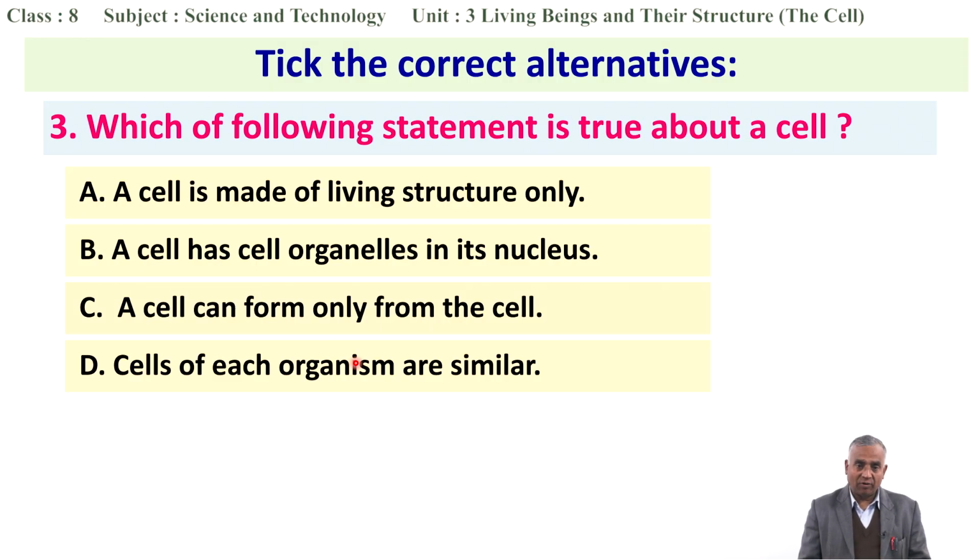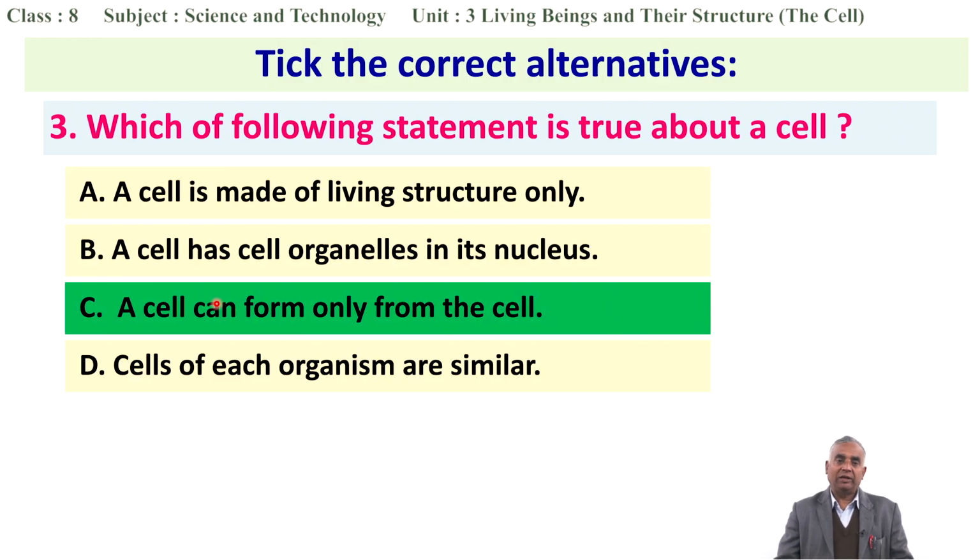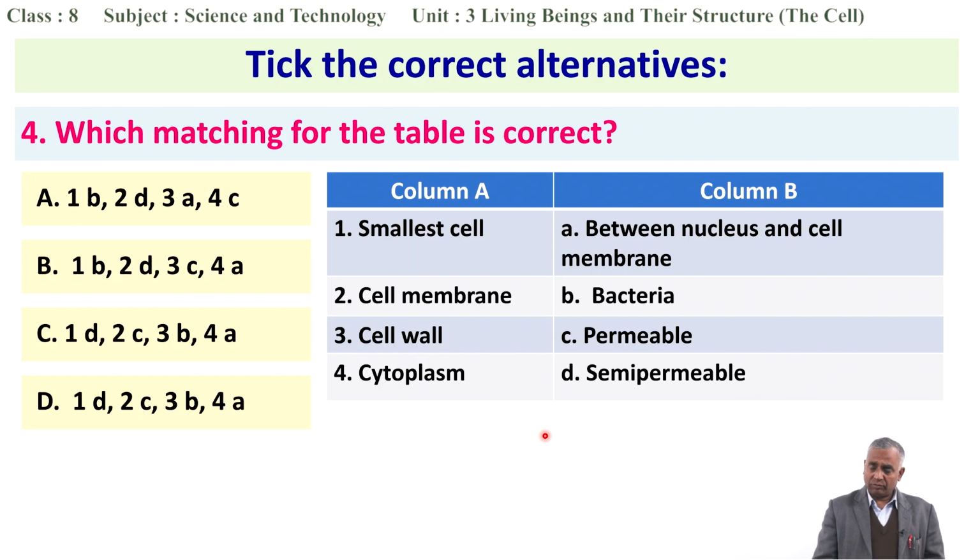So I think you have found the correct one. All the 3. Here, a cell is made of living structures only. No. Non-living structures are also found there. A cell has cell organelles in its nucleus. No. Not in the nucleus, but in the cytoplasm, which is outside the nucleus. Cells of each organism are similar. No. They are also in different shapes and sizes. Some have a nucleus, some do not have a nucleus. Yes, like that. Which one is correct?